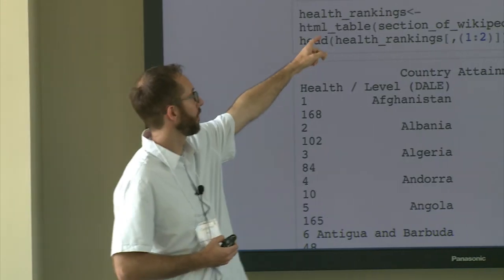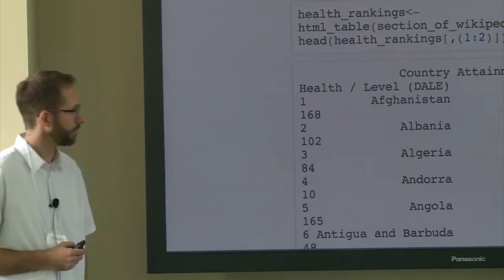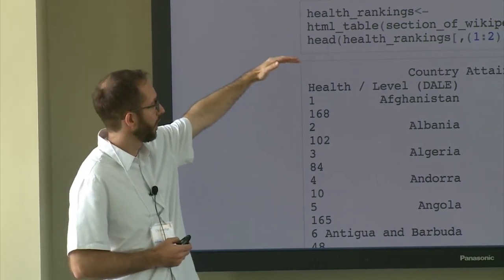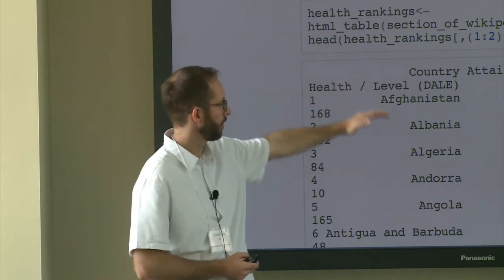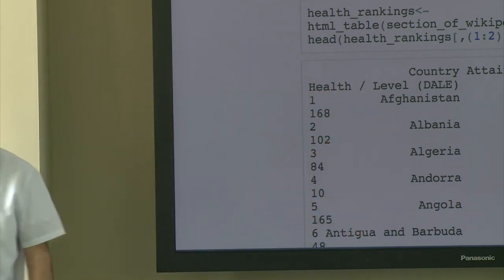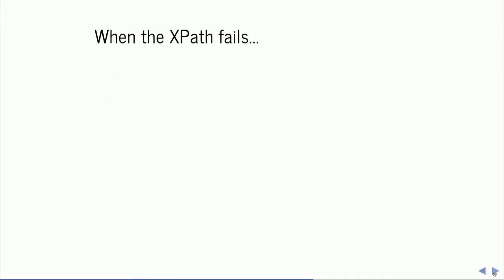And here, I've defined that as a new object called health rankings using my assignment operator here. And then we're simply browsing that object. And we see that we've got still not a super neat and tidy data frame, but we've got a list of countries. And we are getting much closer to the data that we actually intended to scrape. So we could then go on to transform that object into a data frame or export it as a CSV or whatever we want to do using, say, the write CSV function or, say, putting it into a data table.